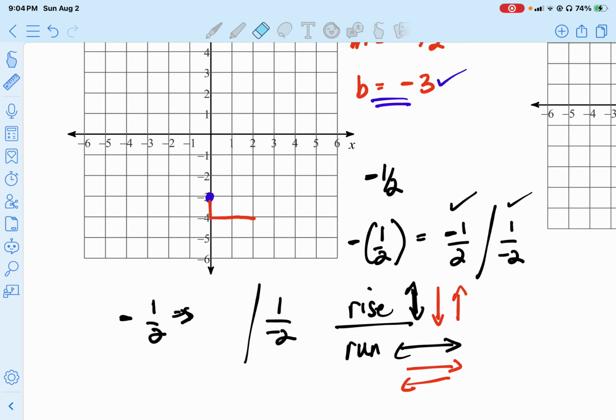So let's just look at that again. Negative 1 over 2 is going to be a rise going down 1 to the right 2. Down 1 to the right 2. Let's look at this one. This would mean up 1 to the left 2. Up 1 to the left 2. Now, what's happening is no matter how we do this, you're going to realize that you're going to end up with a straight line between here, here, and here.